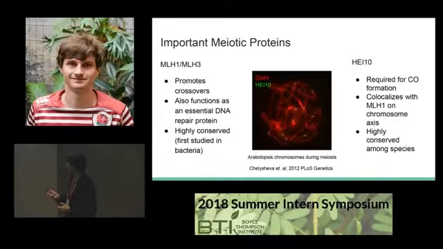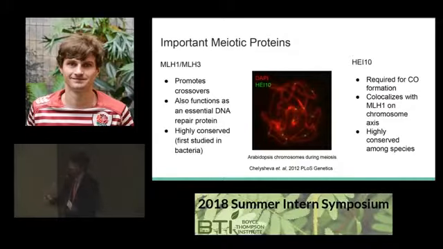So here you can see a picture of HEI10 localizing on Arabidopsis chromosomes during meiosis. But we can't just make this image just by identifying the proteins. We actually have to tag them with something. So the way that we do that, there's two different ways. The first is by making antibodies for that protein.